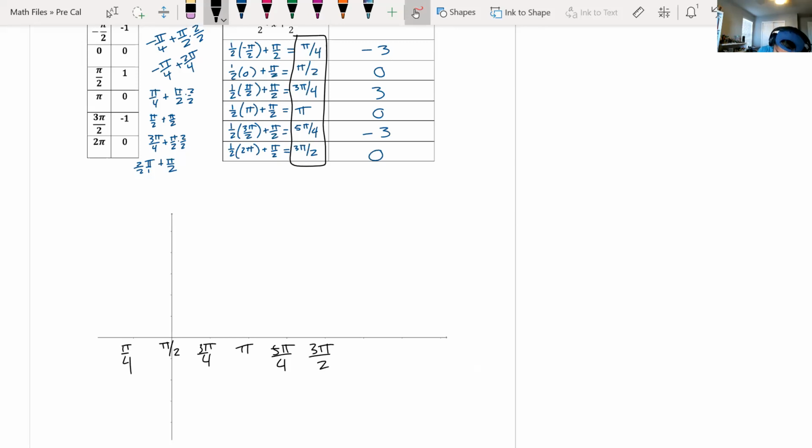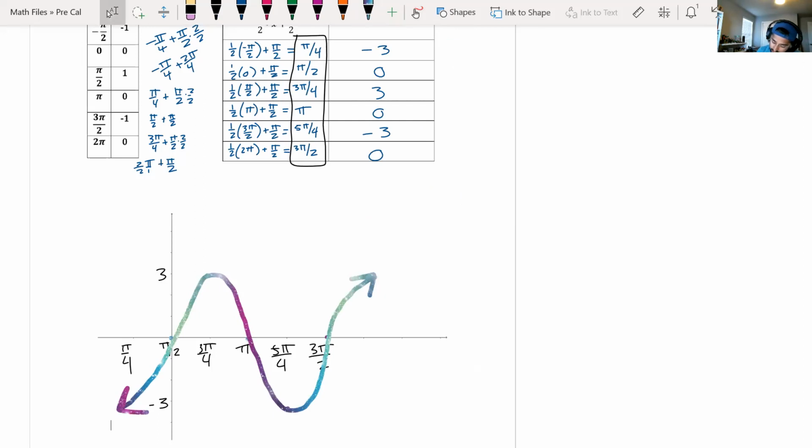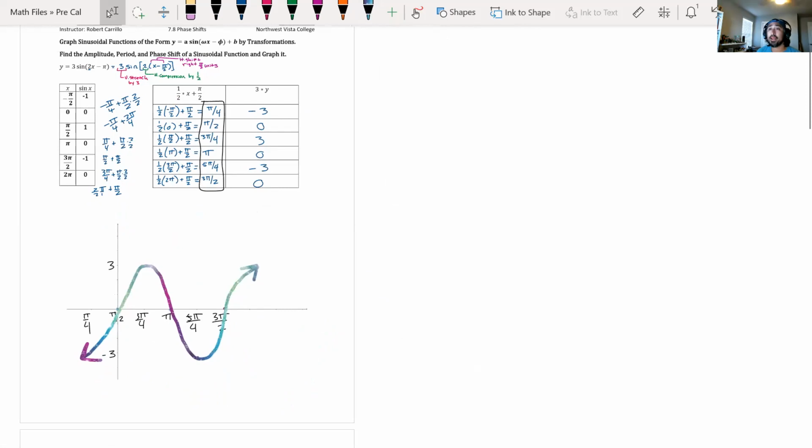And then the highest we go is 3. So there's 3 and negative 3. Okay. And now plot. Pi over 4, negative 3. I can make that bigger. There we go. And then pi over 2 and 0. And then 3 pi over 4 and 3. And then pi and 0. And then 5 pi over 4 and negative 3, and then 3 pi over 2 and 0. So here's what we look like. There's our graph. And now all we have to figure out is the amplitude, period, and phase shift.